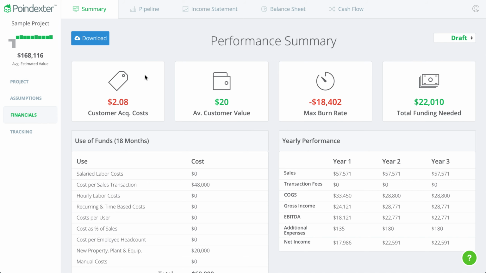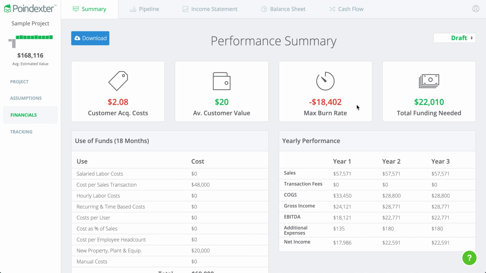And right away we can see that there are 4 high-level KPIs right at the top, just so we can get a sense right away of whether our plans or our forecasts are financially viable. A good example of this is our average customer value, which we see at $20 here. Typically you want to see that at about 3 times higher than your average customer acquisition cost, so that there's enough cushion between the two in order to cover the rest of the costs of running the business and providing goods or services to customers.